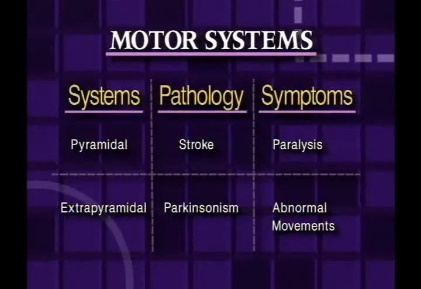Therefore, when you start talking about damage to these systems, in the pyramidal system, strokes are a common pathology. What that leads to is paralysis, but oftentimes the patients remain stiff. That's because the extrapyramidal system still works to a certain extent, as opposed to the extrapyramidal system, in which Parkinsonism is the most common pathology. And in these individuals, although they can still move their arms and their legs, they develop abnormal movements, shaking and stiffness. Pyramidal versus extrapyramidal, those are the motor systems.